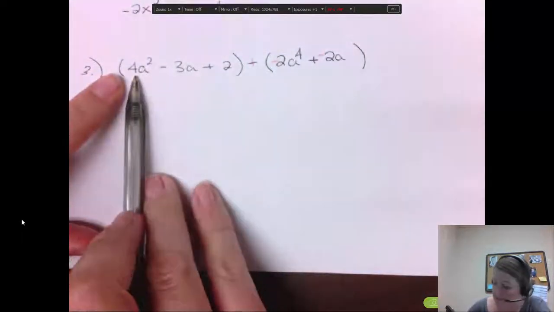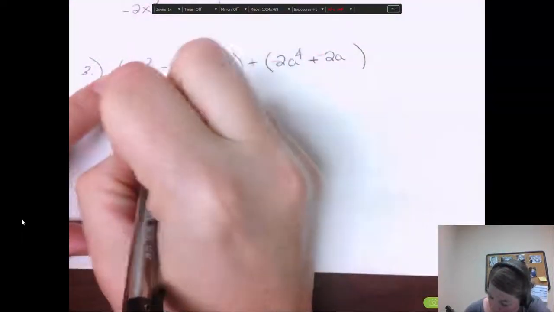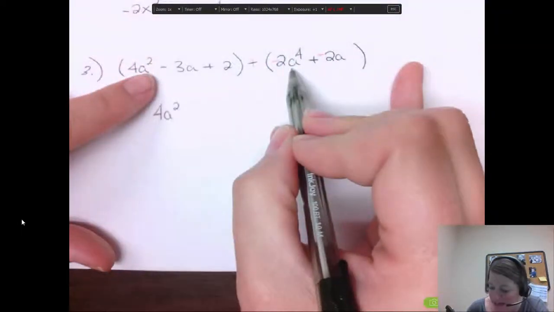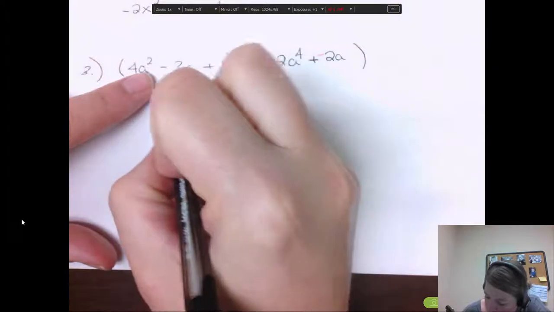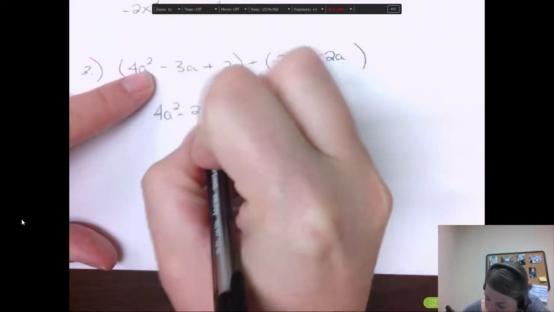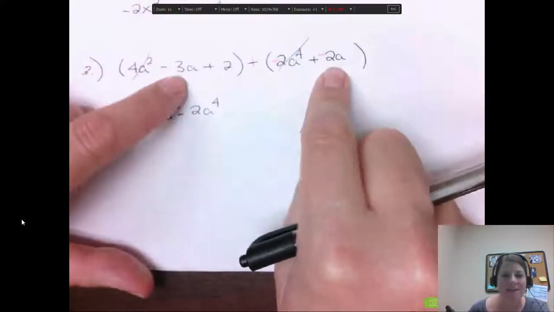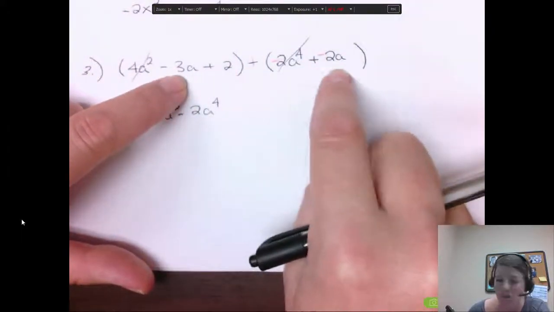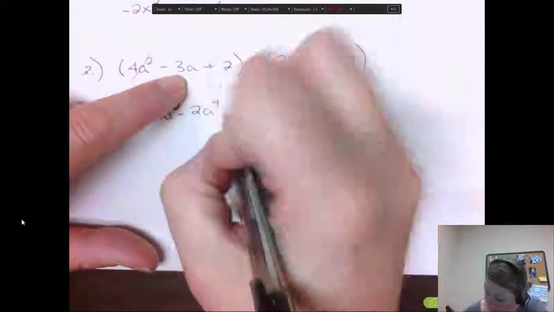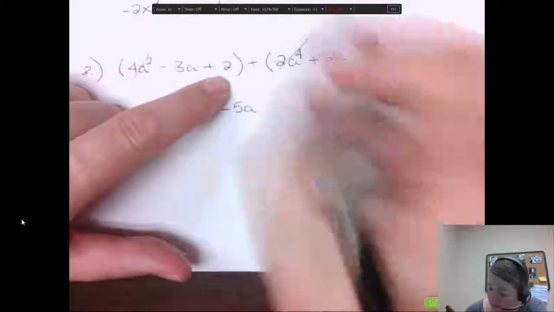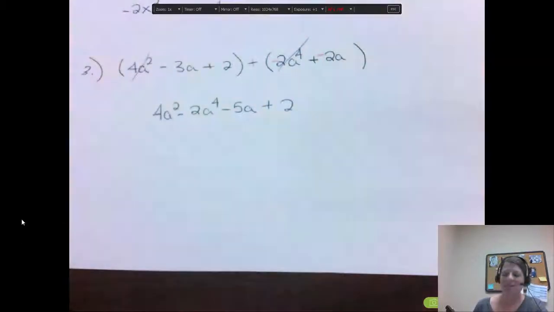We don't have an a squared to combine it with, so I'm just going to write that down. I don't have an a to the fourth to combine it with, so I'm going to write down the negative 2a to the fourth, and I've taken care of those two terms. I can combine these. Negative 3 plus 2 more negatives is going to make 5 negative a's, and then 2 doesn't have anything to combine with, so I keep the 2, and that's our final answer.